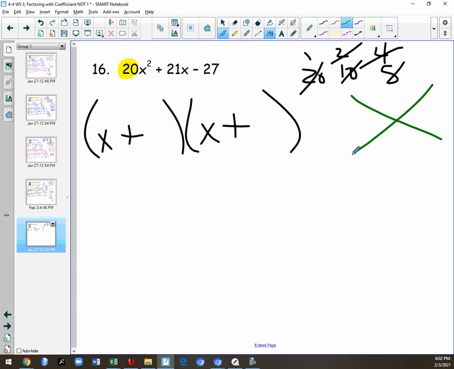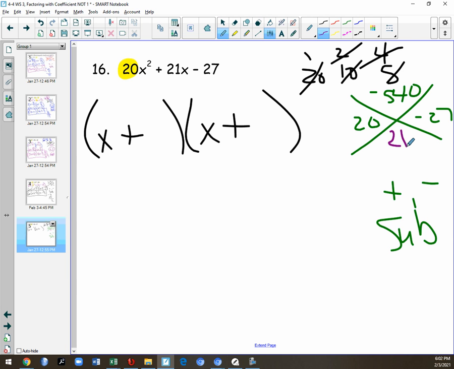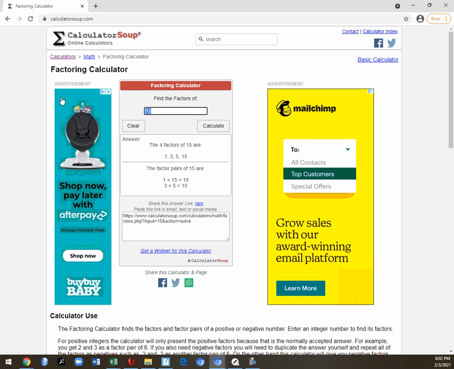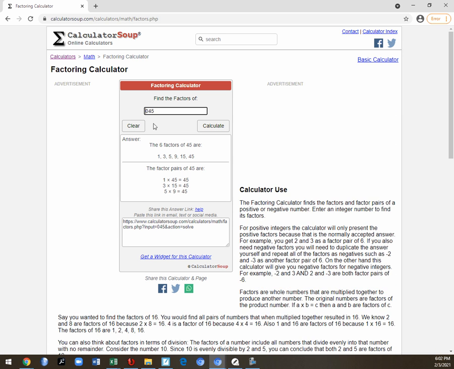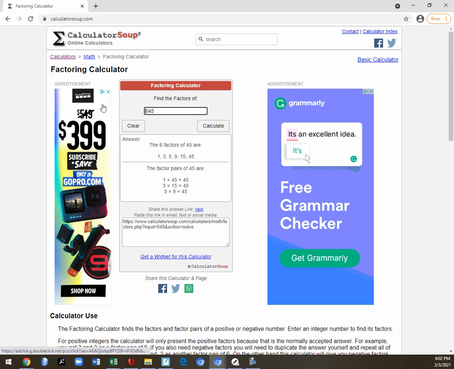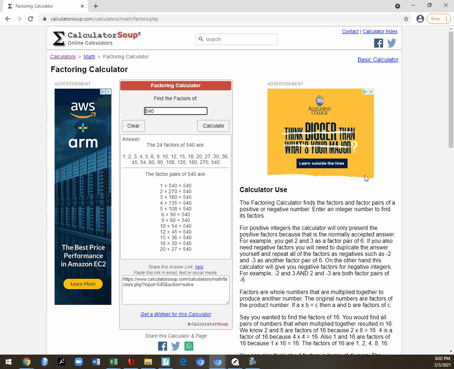And I'm going to draw my x over here. 20 is A, negative 27 is C. Now you're going to multiply 20 times 27 to give you negative 540. The fact that it's negative tells you our signs must be different and we are subtracting, and I have to obtain positive 21. So I come over here and I'm going to put 540. Now, remember, I'm subtracting, so I have to get the number 21.